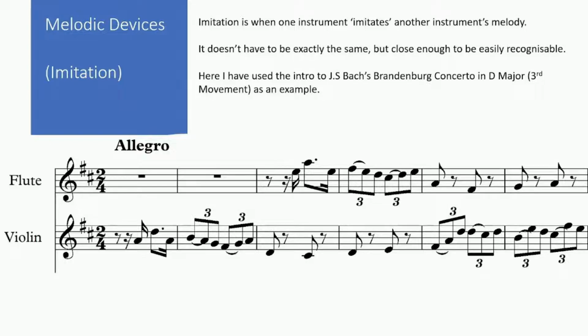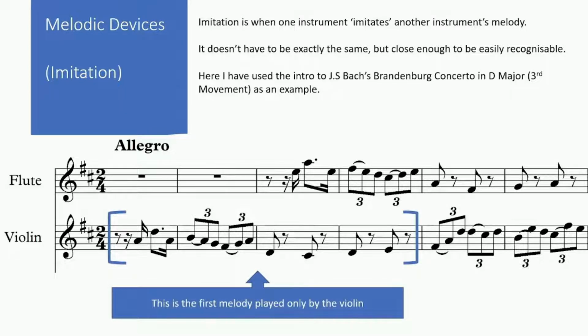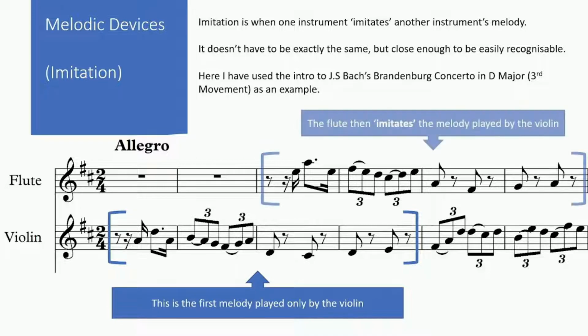as an example. You can see this is the first melody played only by the violin. The flute then imitates the melody played by the violin. Let's give it a listen.